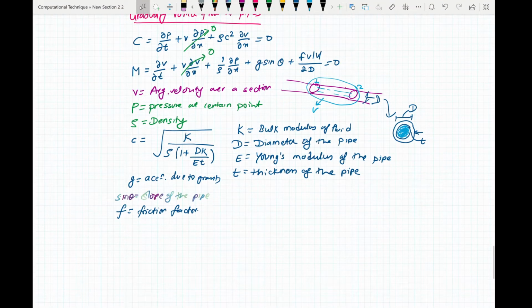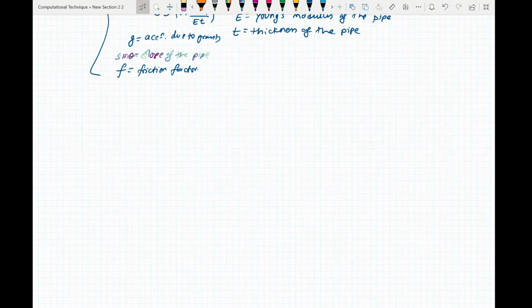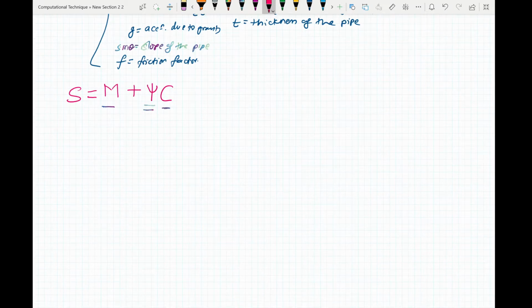So you will have these variables here. In this case, you will have two unknown variables, which will be the velocity and the pressure. Now we can combine these two equations into one in this form: S equals M plus a certain factor times the continuity equation. So this is our momentum equation, this is our continuity equation, and this is just a factor. Now I can plug these in.